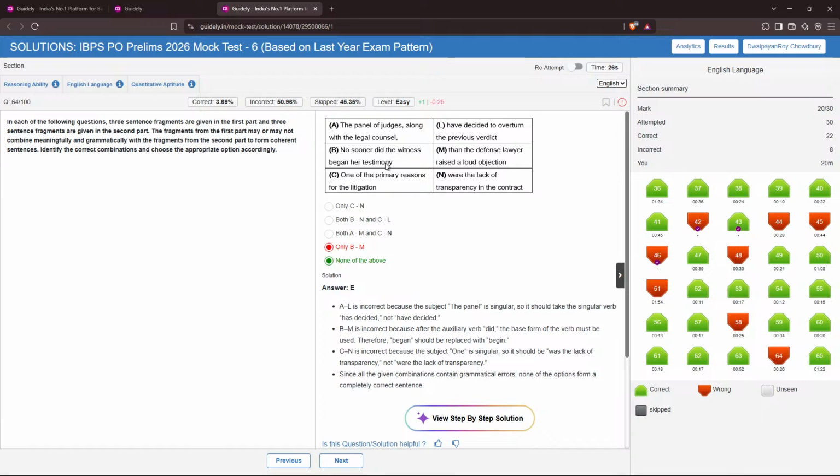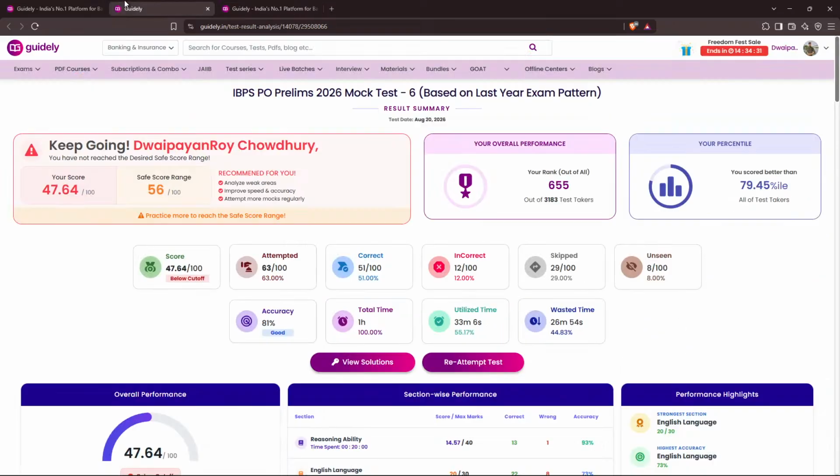No sooner did the witness begin her testimony than the defense lawyer raised a loud objection. Oh, did and began both are coming at the same place. No sooner did the witness begin her testimony. Okay. Panel is singular. One of the primary reasons for the litigation was definitely.